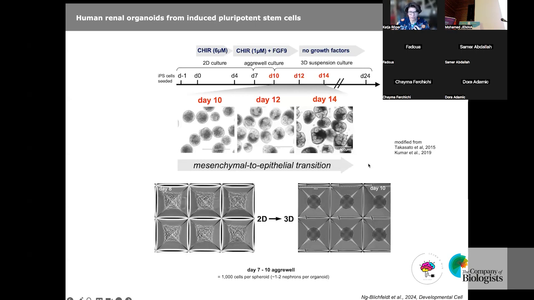There are three aspects about this protocol that I want to point out. But first, I should say the way this protocol works is that during the initial steps, treatment with a Wnt activator chemical called Chiron, which is a GSK3 inhibitor and therefore drives Wnt signaling activation, drives the cells towards what is called intermediate mesoderm fate, which is what cells go through in vivo on the way to developing into kidney. Then more Wnt activation together with FGF9 pushes these cells towards nephron fate.